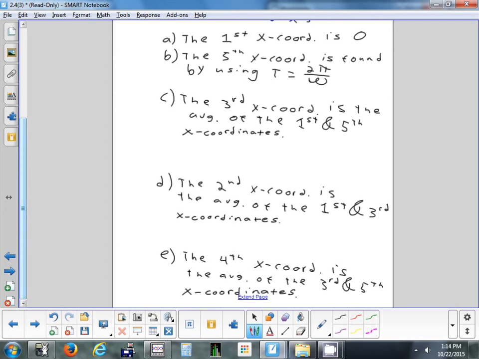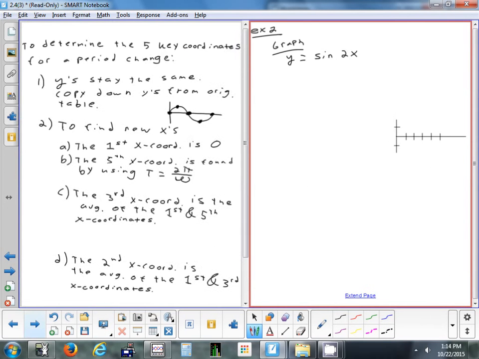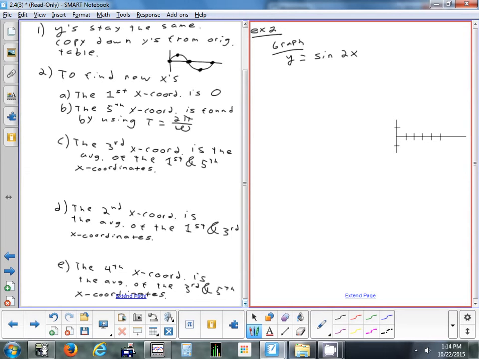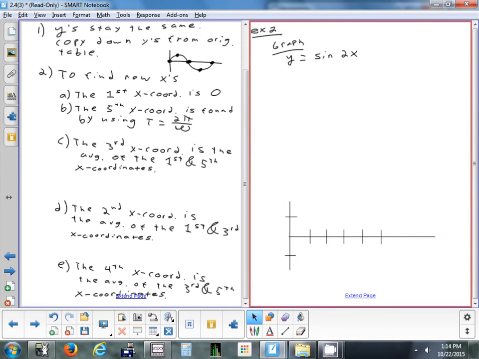Does everybody have the steps? Let me leave them up. So our first one I want to try to graph is y equals sine 2x. At this point we know all the transformations. This is how it'll be written on the test. I am not going to tell you what it is.